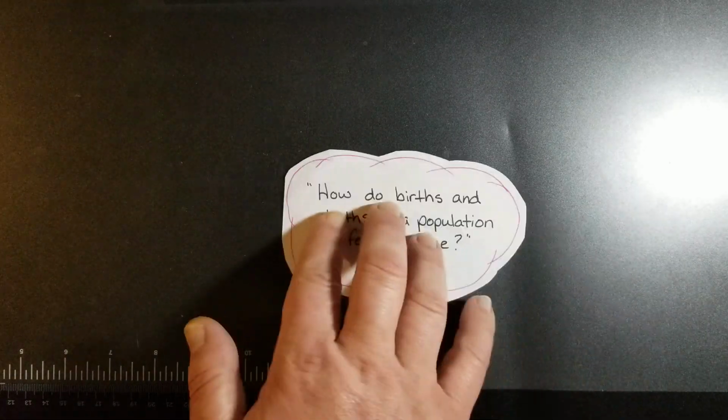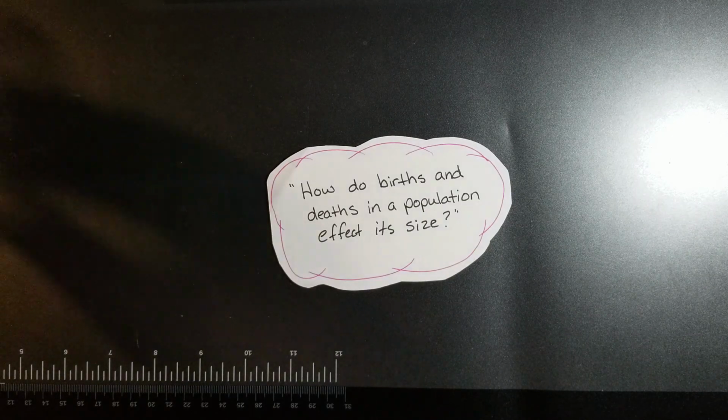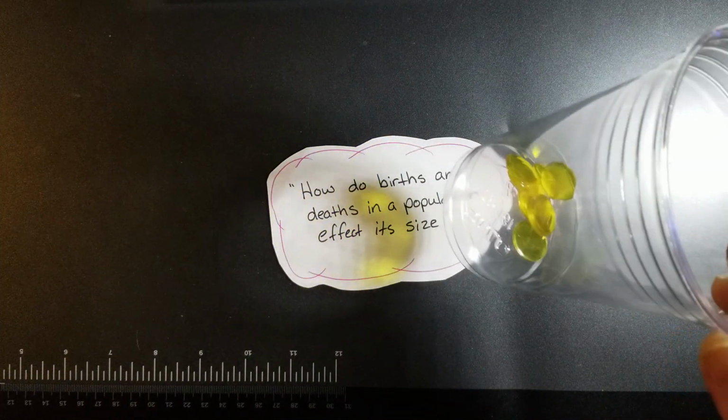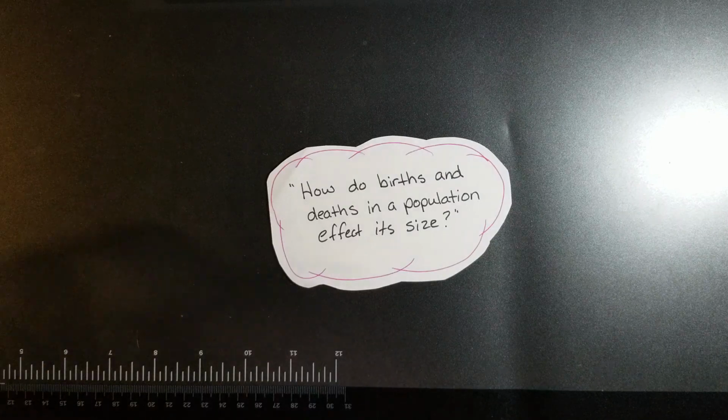Today, we are going to be investigating how do births and deaths in a population affect its size. We will use a model today to help us learn how births and deaths affect a population. In a moment, you may want to pause this video and gather up some items which may help you. What I'm going to be using for this model are some plastic tokens, but you could just as easily use some pennies or some mini marshmallows or some Lego heads or even some torn up pieces of paper.